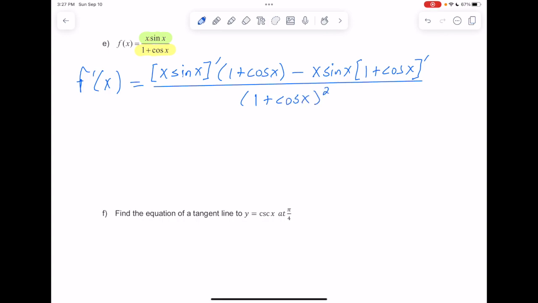Keep in mind, by the way, with the 1 plus cosine x squared, I didn't write 1 squared plus cosine squared x because you can't distribute a square when there is an addition or subtraction.